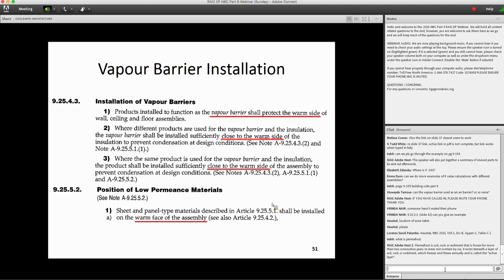Where the same product is used as the vapor barrier and the insulation, the product shall be installed sufficiently close to the warm side of the assembly. Again, same situation. 1 inch of closed-cell spray foam can be considered as a vapor barrier, but that 1 inch of closed-cell spray foam has to be installed on the warm side or close to the warm side of the assembly. Okay?